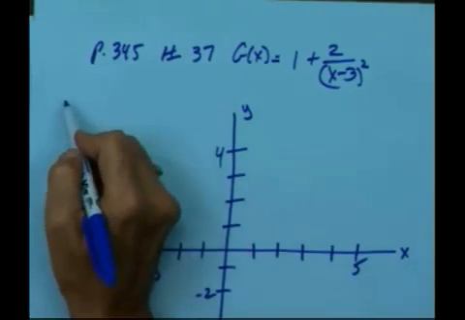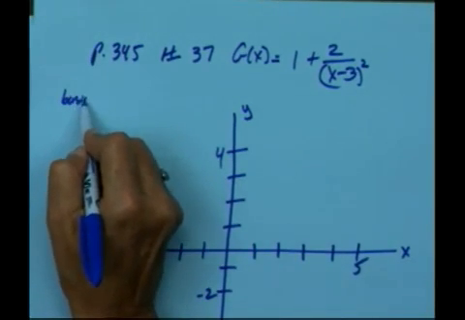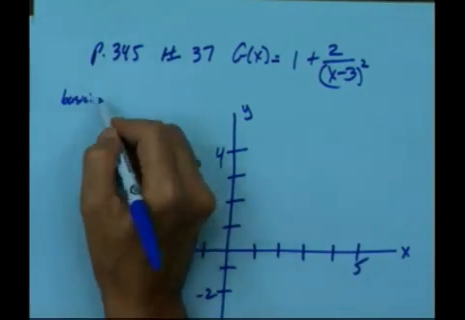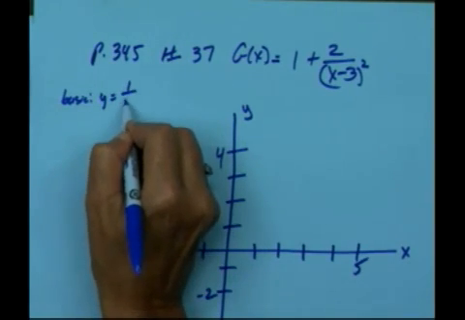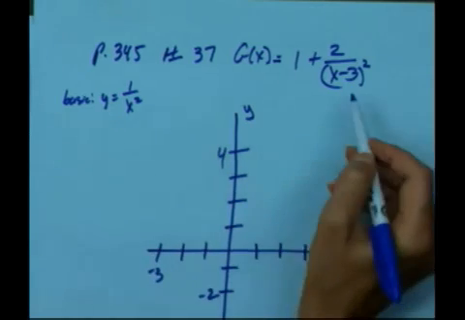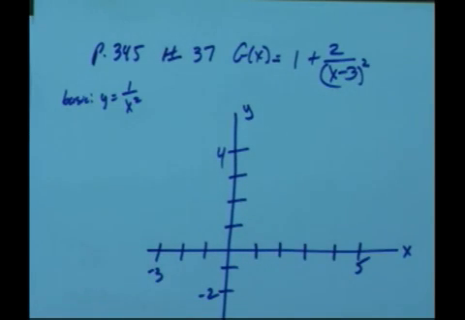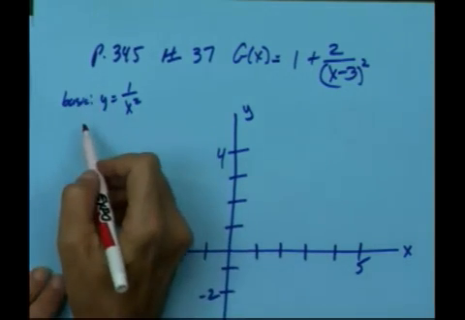What's my basic function here? y equals 1 over x squared, because you got a square there. I'll try to do each part with a different color. All right, what's the next step?